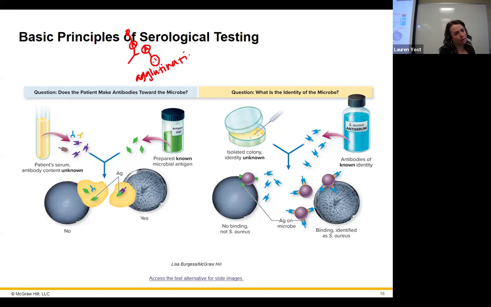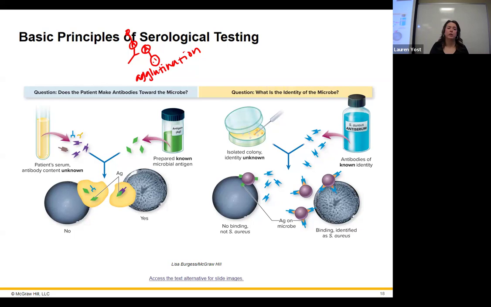We can use this concept not just for blood typing, where we have anti-A looking for A in your blood, whether it clumps or not. If it clumps, you have A. If it doesn't, you didn't have A, right? We can use this concept by mixing patient's serum. Do they have antibody to HIV, let's say? Mix it with a known HIV antigen. Just mix them together and look for agglutination or precipitation from that.